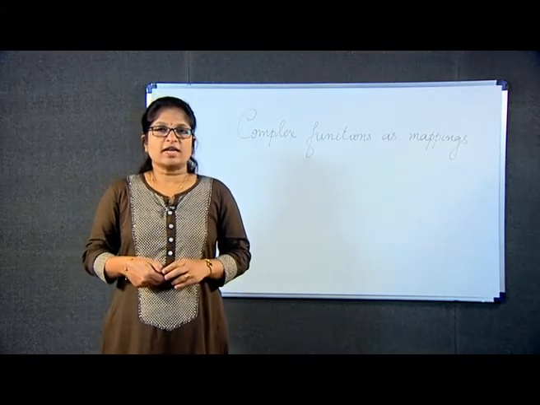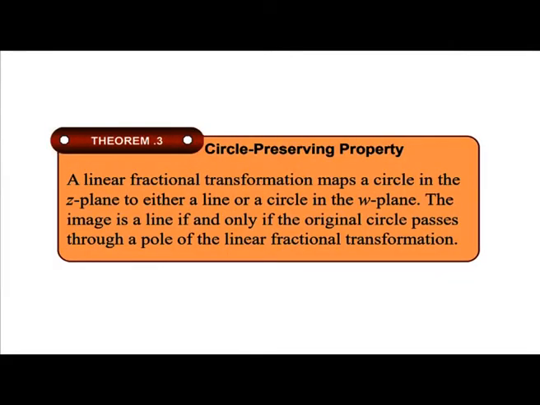So, let us quickly see a theorem on the circle preserving property. A linear fractional transformation maps a circle in the z plane to either a line or a circle in the w plane. The image is a line if and only if the original circle passes through a pole of the linear fractional transformation. The pole is nothing but a singularity of your function f of z.